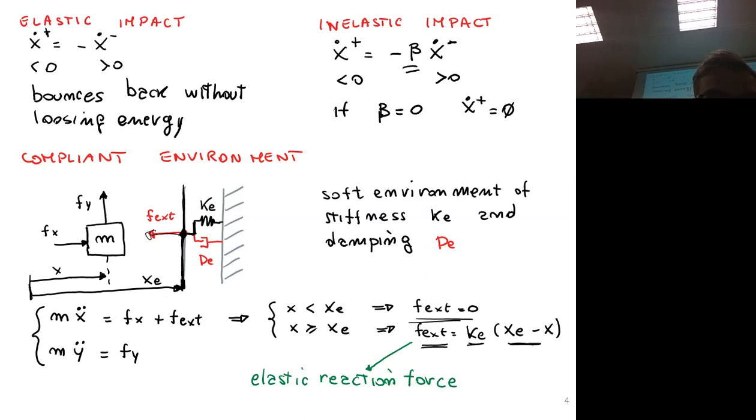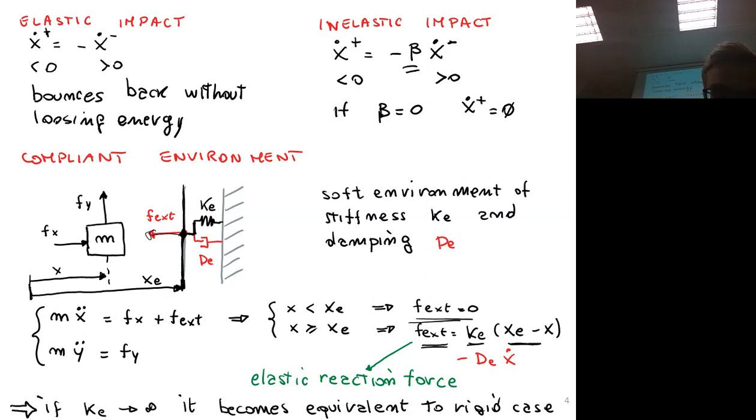If the stiffness becomes infinite, then the compliant environment is equivalent to a rigid environment. And we can also add a damping term that represents the damping of the environment in parallel with the spring. That will create a force that is proportional to the rate of penetration of the wall.